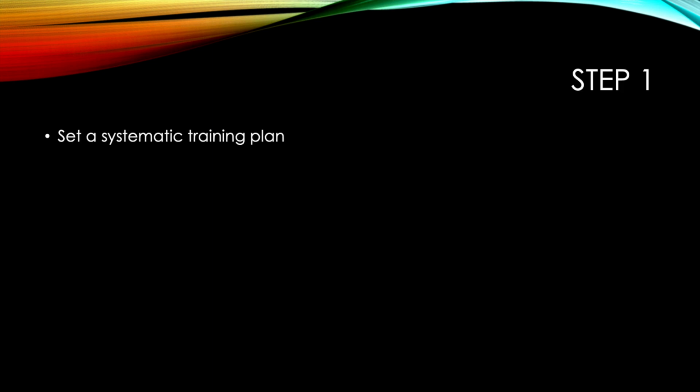So this is all I have. Let's just go through all the 3 steps again, just a quick one. Step 1, we set a systematic training plan. We make sure that we have a plan with the schedule that we want to keep, so that we can plan out our course and also our schedule accordingly.